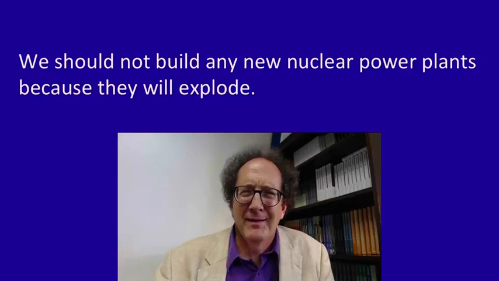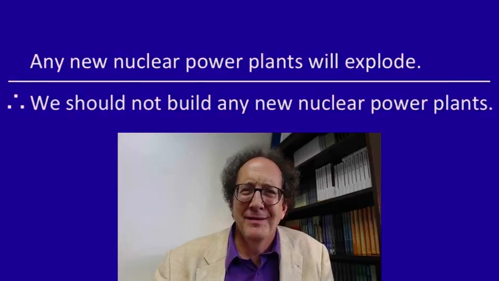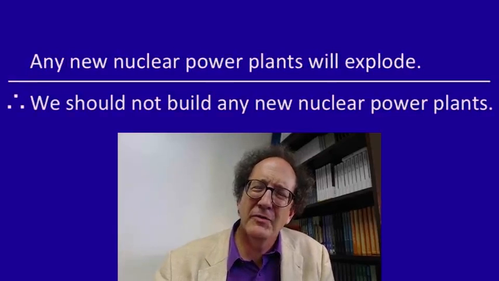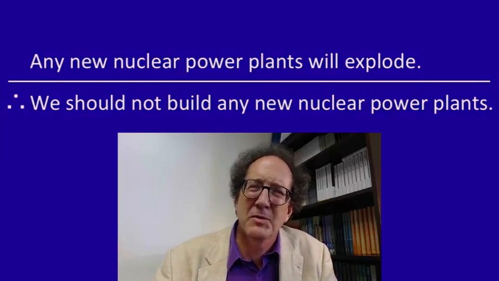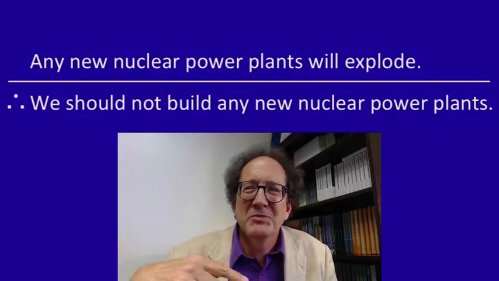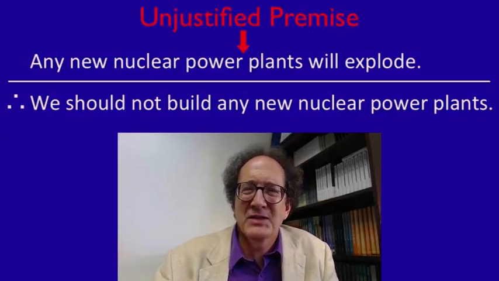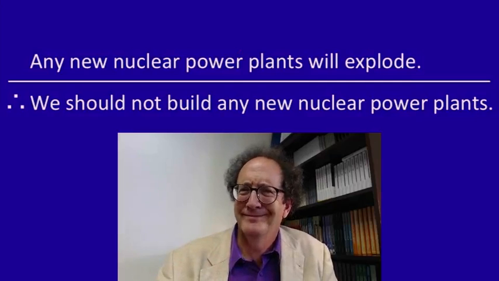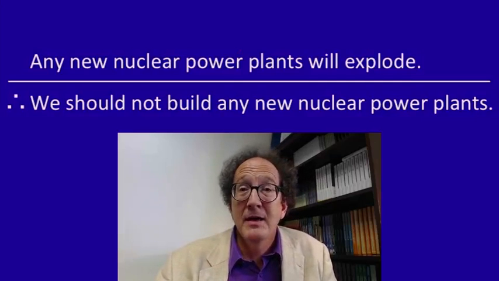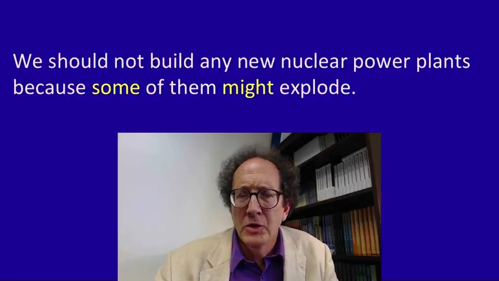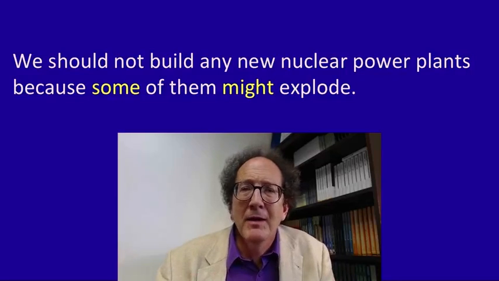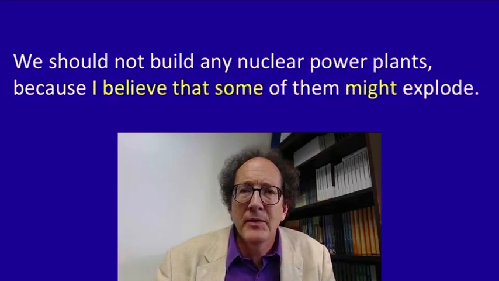Now wait a minute. How do you know that any of them really will explode? How can you tell that in the future? You don't even know what kinds of standards they're going to be built to. So someone can object to that argument by saying, you're not justified in asserting that premise that these new nuclear power plants will explode. So how do you stop that problem? Well, you simply say, we ought not to build any new nuclear power plants because some of them might explode, or even weaker, because I believe that some of them might explode.